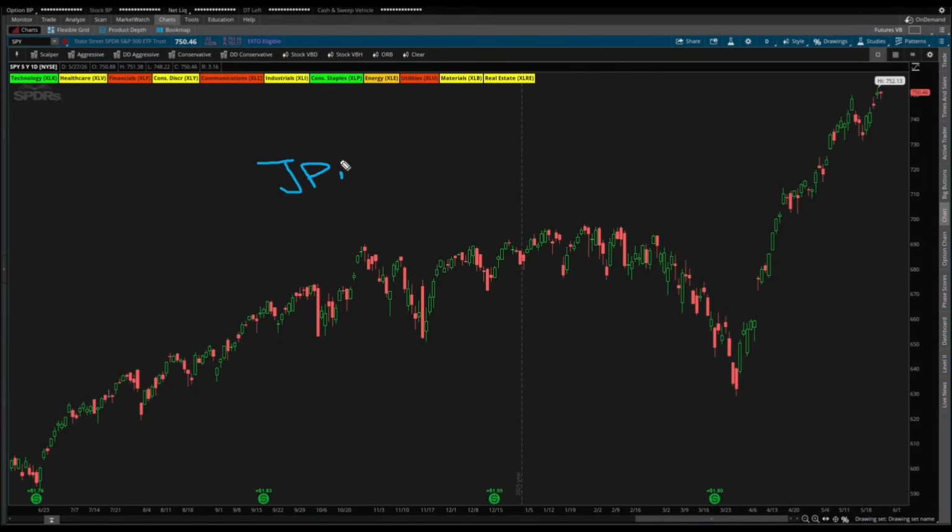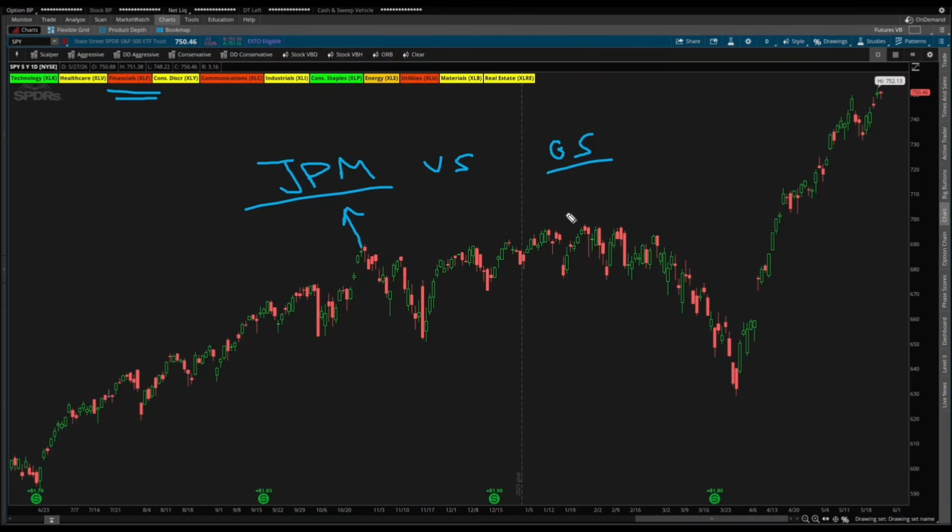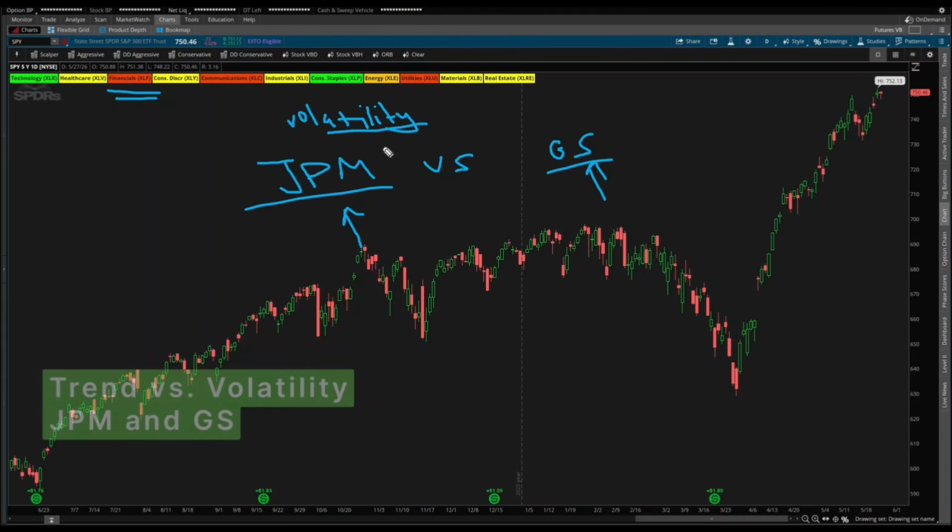JP Morgan and Goldman Sachs. What do both of these stocks have in common? Well, outside of the obvious of both being in the financial sector, both of these stocks also gave us volatility setups today. In today's video, we're going to take a look at each one, and you're going to see how volatility inside of the same sector stock, so in this case XLF, is not created equal.